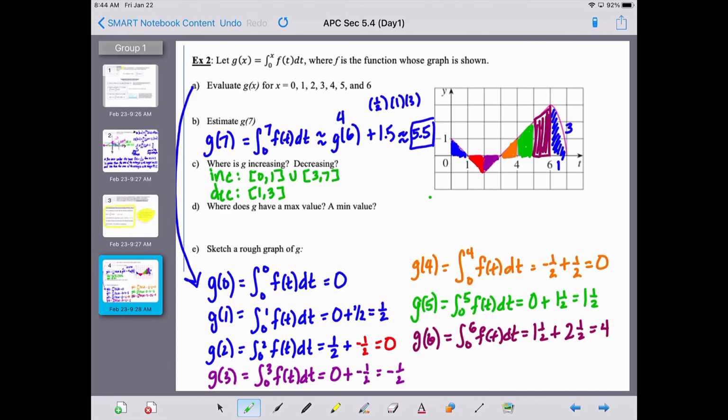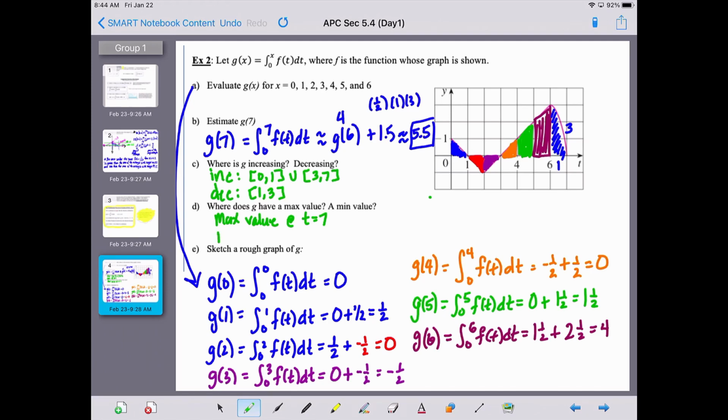Where does G have a maximum value and where does G have a minimum value? Well, it's going to have its maximum value at the location where our cumulative area is the greatest. So when we look at our G values that we found, our area is the greatest when x is 7, right? So our max value is going to be at t equals 7. Sorry, I'm saying x instead of t. The axis is technically the t-axis here.